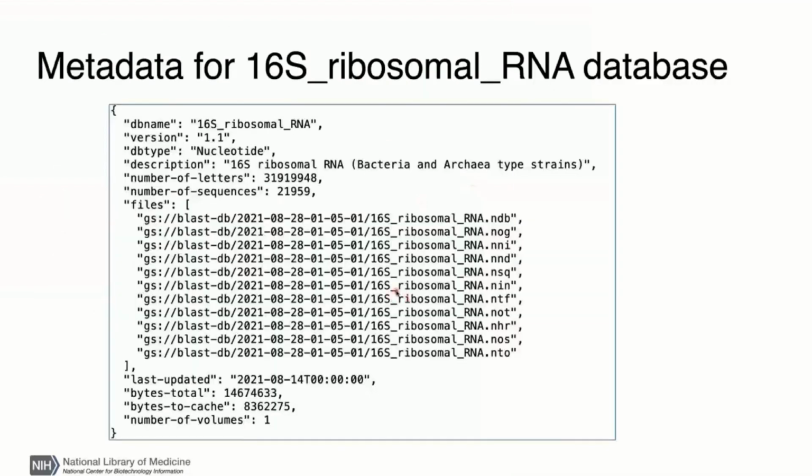Okay, so this is the JSON metadata for a small database we provide. At the bottom, you can see bytes to cache, which helps ElasticBLAST pick out an instance. And bytes to cache basically tells ElasticBLAST, or could tell you, how much memory you need, and then you just add 10 or 20%. And you'll notice that there's also a date stamp here and details about the size and description of the database.